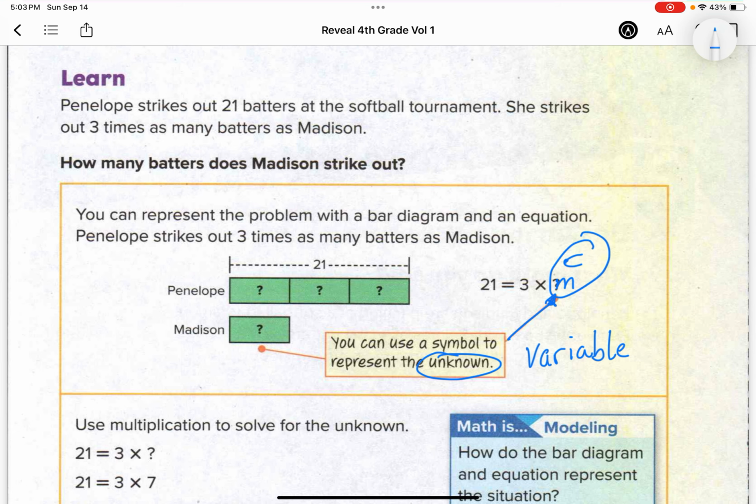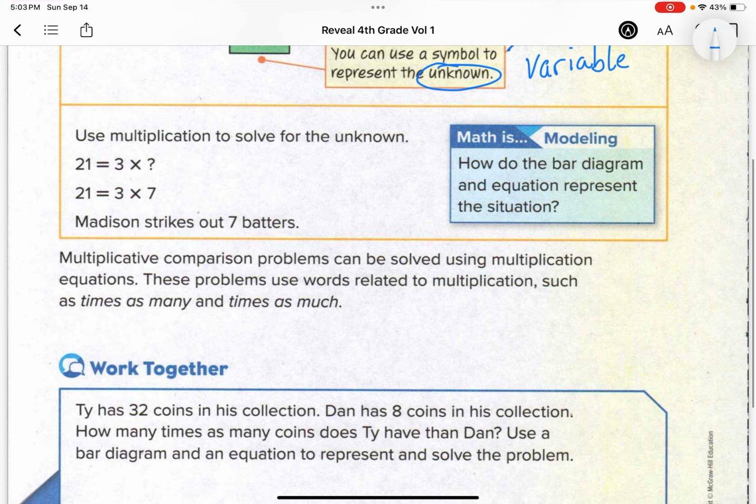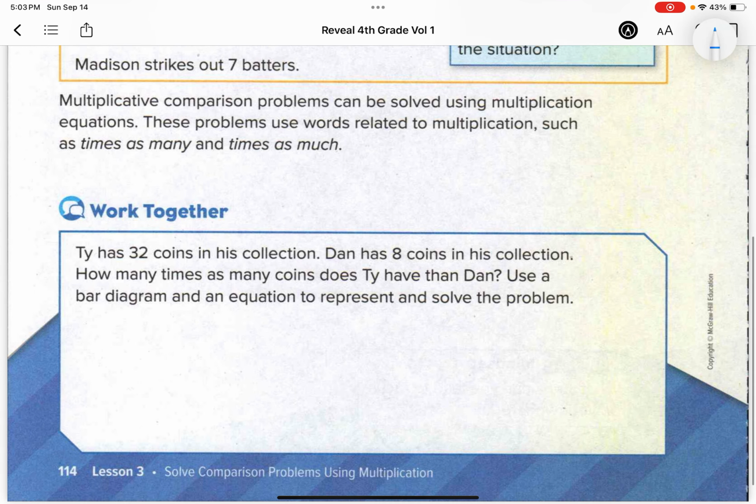This is what we're going to see in fifth grade and later on, especially when we get to middle school and high school. So we're just going to get used to that variable part. All right, let's get started. Just a reminder, when we see "times as many" or "times as much," those are almost always going to imply a multiplicative comparison problem. So let's begin with our work together.